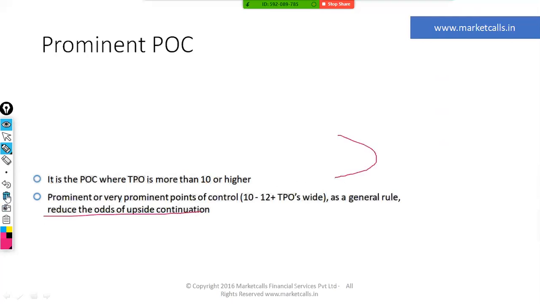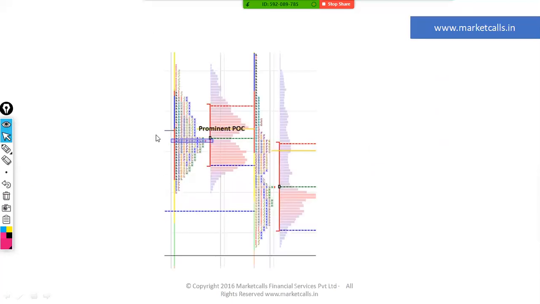When you are seeing a point of control, we have specific rules and strategies on it. Look at this example here: there is a prominent point of control formation here. Price opens gap up, gets back into the range, and often it acts like a magnet. It goes and revisits those levels. There are days where there will be a prominent point of control, and the next day another prominent point of control.